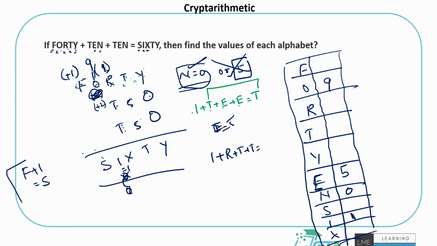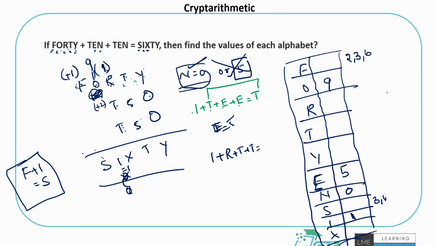So I am carrying forward 1, so F plus 1 is S. So this is still possible, right? As I said, F can't be 1, F can't be 0. So F has only options like 2, 3. If F is 2, what about S? S has to be 3. If F is 3, S has to be 4. F can't be 4 because then S has to be 5, but it's already taken up.